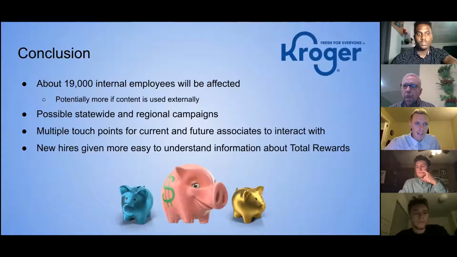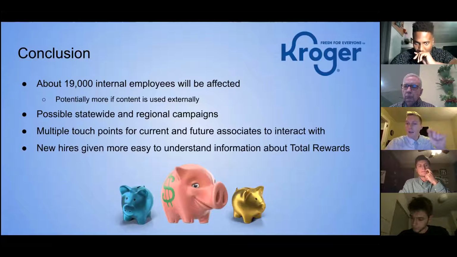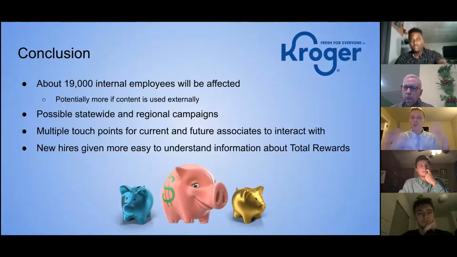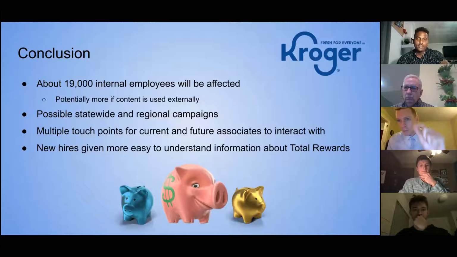Okay, I like how you guys did this again. Conclusion. Yeah, again, the bullet points coming down again, but I like how you guys wrapped it. You started off with the target audience, but if you brought in what the campaign was and the goals were in the beginning, this is a great way to wrap it up. It's that bookend thing again. So conclusion, all 19,000 employees will be affected by this, potentially more if the content is used externally as well. Statewide and regional campaigns can come in, multiple touch points, new hires. So you reiterate every single one of your goals here at the end as well. It's almost the exact same bullet points.